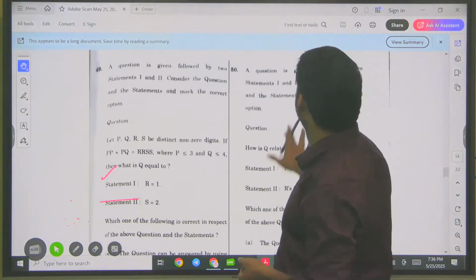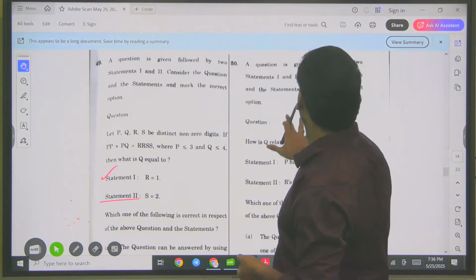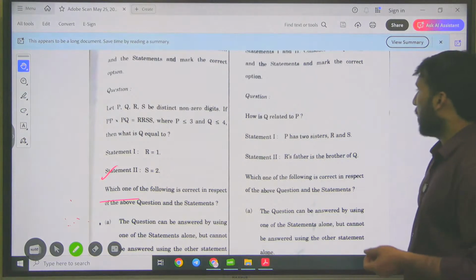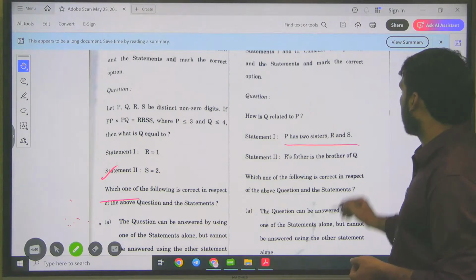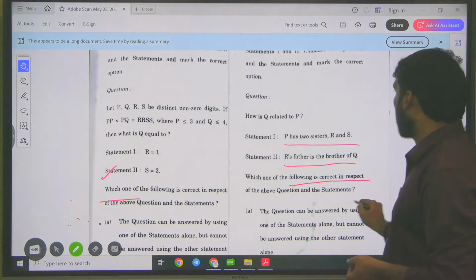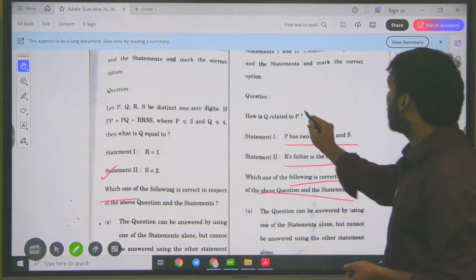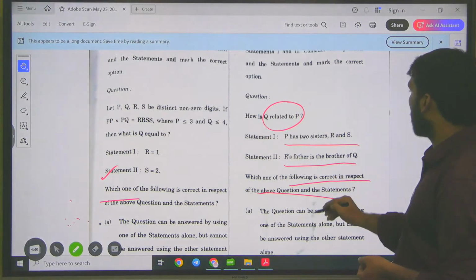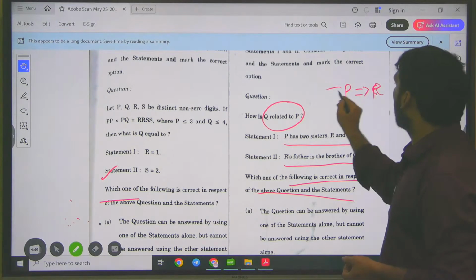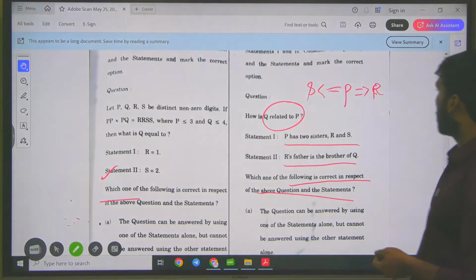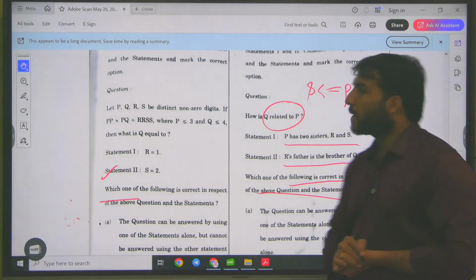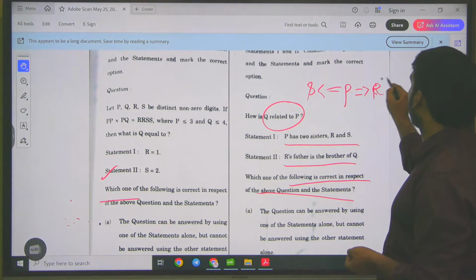Here, yes, a question related to blood relations. P has 2 sisters, R and S. R's father is brother of Q. Which of the following is correct? He is asking, how is Q related to P? Now see the question. P has 2 sisters. One was R and one was S. R's father is brother of Q.